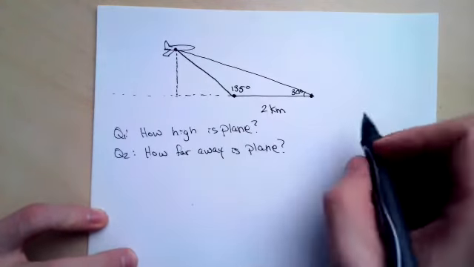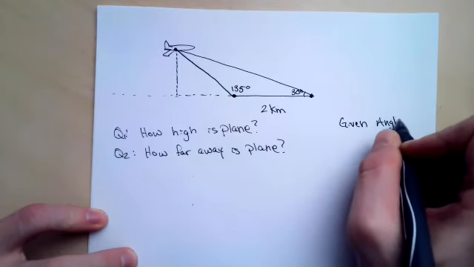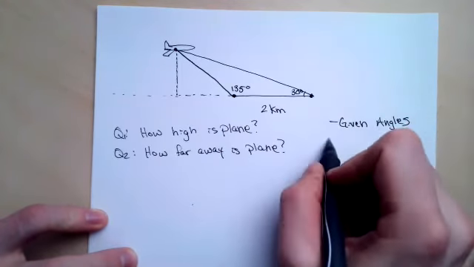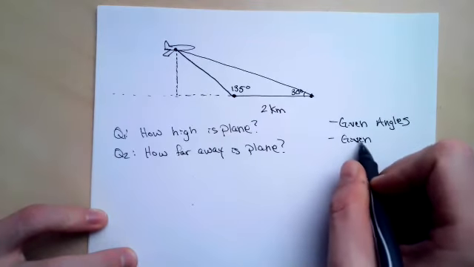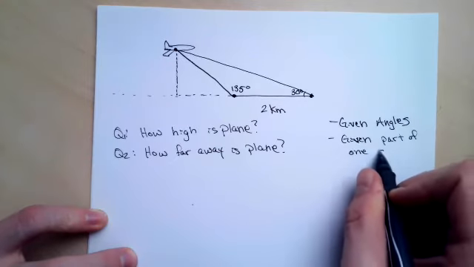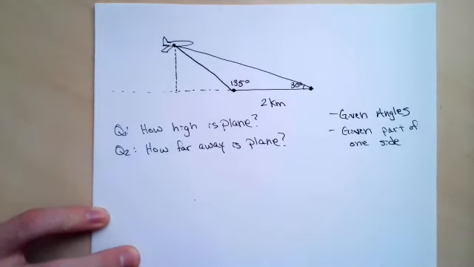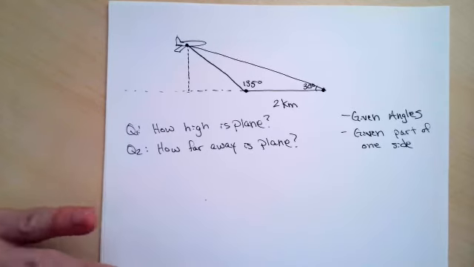We're given angles, and we're also given at least part of one side. Question is, how do we solve for the rest? So this is where we need to do some work. We can solve for the rest of the information in the triangle to see whether or not it will help us.